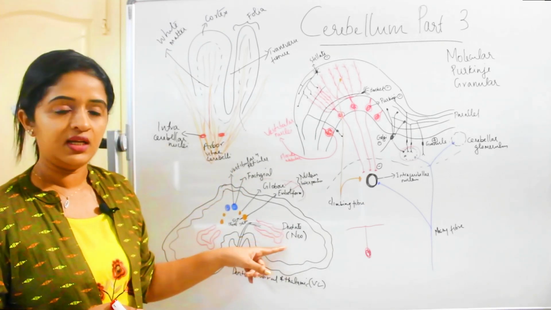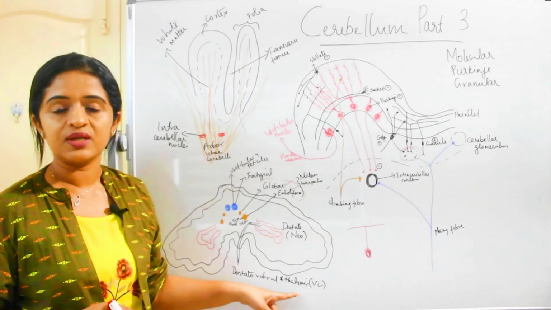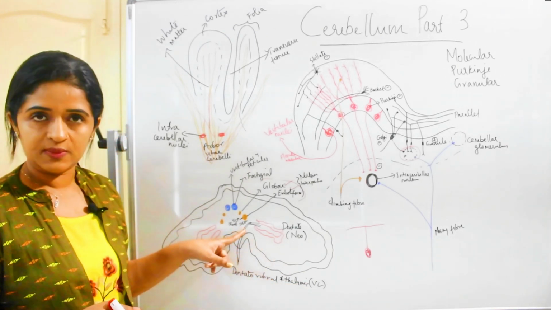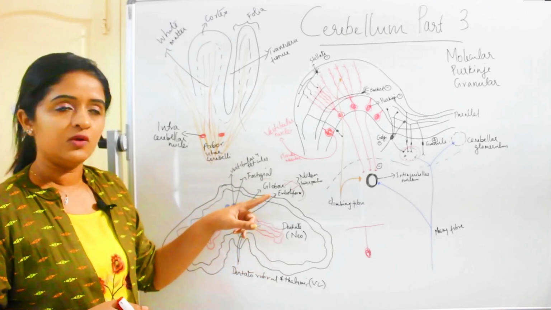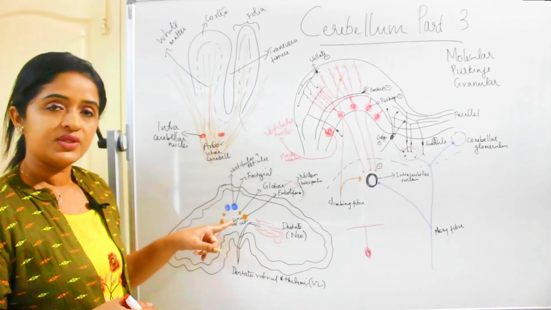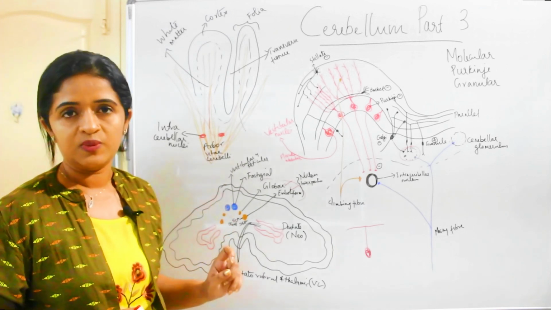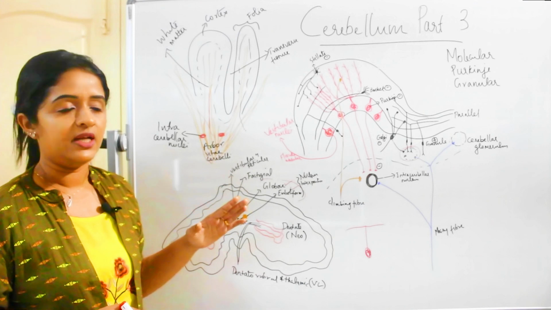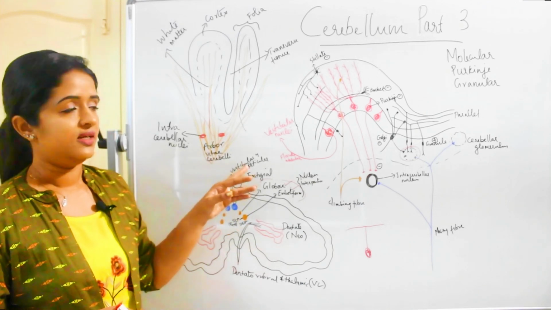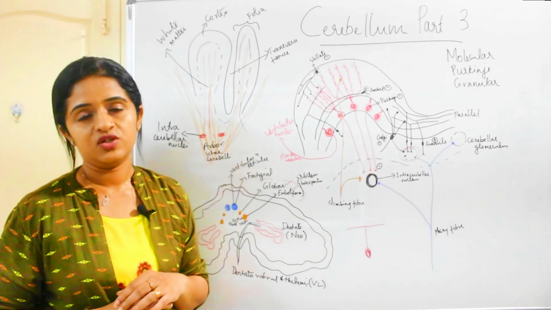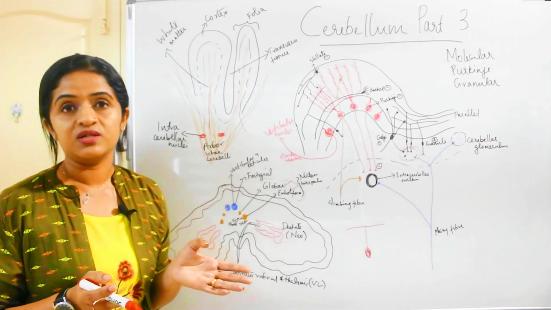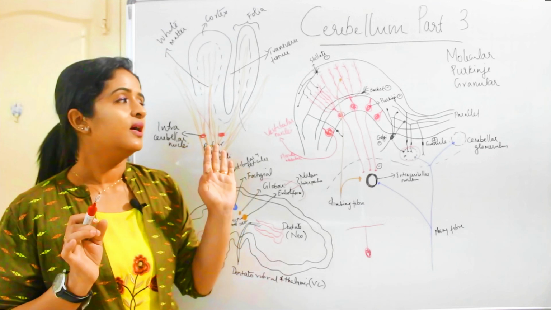From the dentate, fibers go to the red nucleus and thalamus as dentatorubral and dentatothalamic fibers through the superior cerebellar peduncle. From the globose and emboliform, they go to the red nucleus, again through the superior cerebellar peduncle. From the fastigial nucleus, which is archicerebellum, they go directly to the vestibular nuclei and reticular formation. So this is the grey matter of the cerebellum in a nutshell.